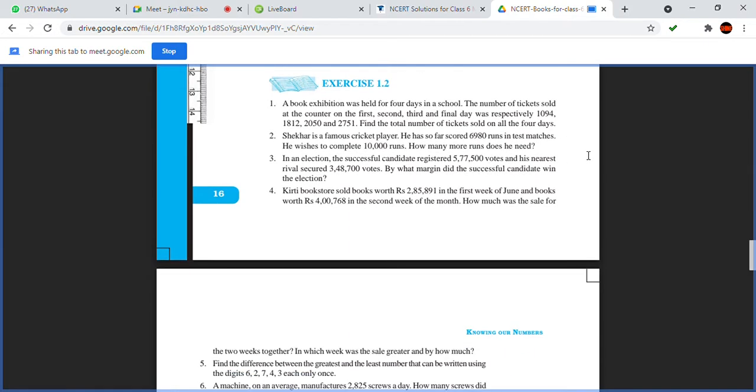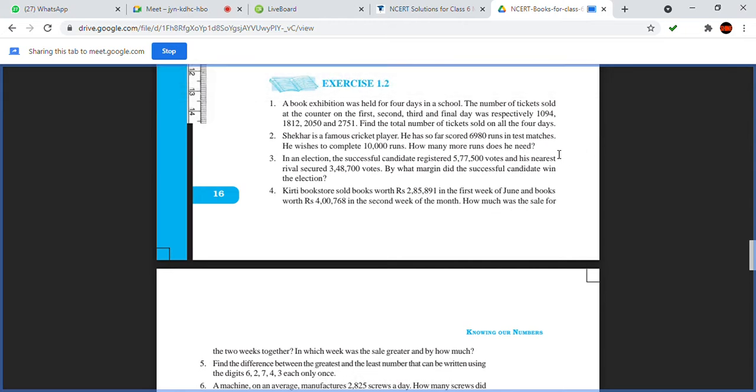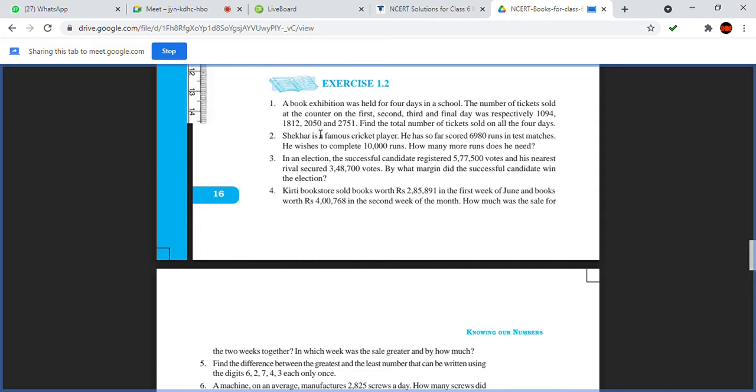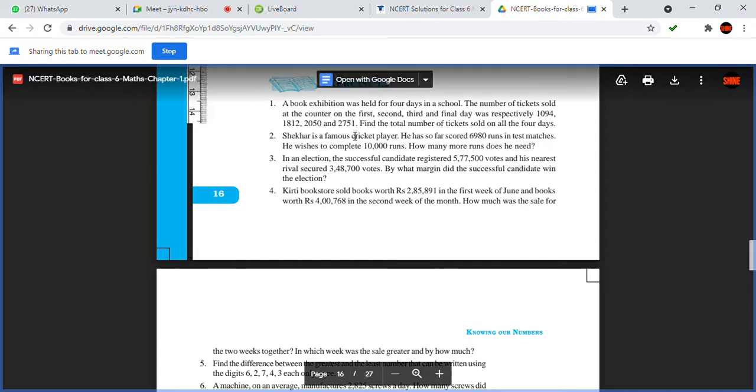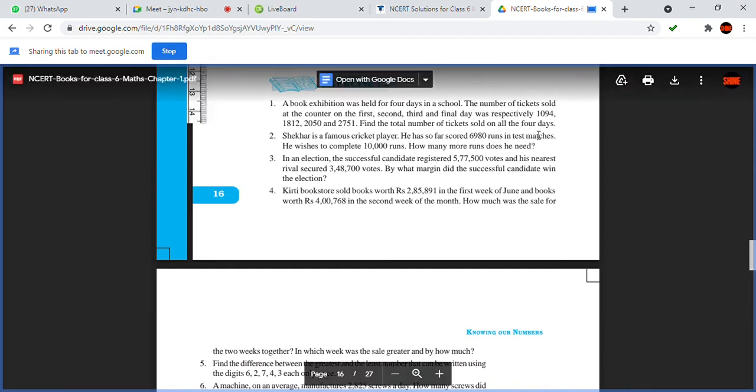Listen now. A book exhibition was held for 4 days in a school. The number of tickets sold at the counter on the first, second, third, and final day was respectively 1094, 1812, 2050, and 2751. Find the total number of tickets sold on all 4 days.